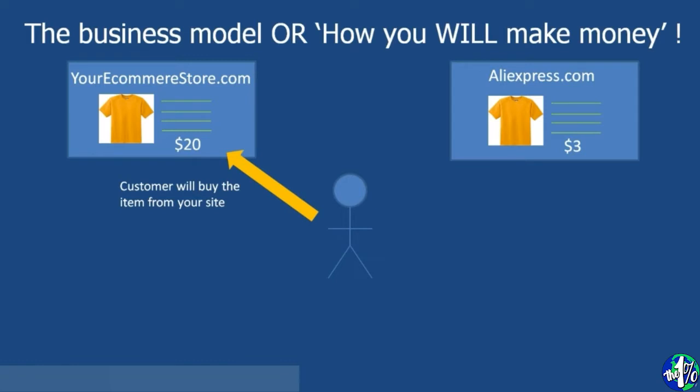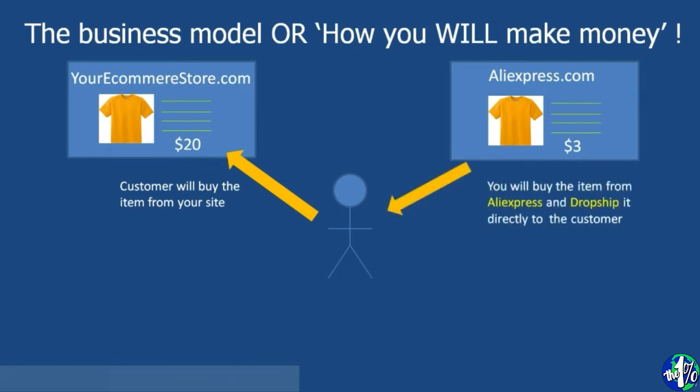Okay, so the customer has come to our site now, your ecommercestore.com. He's come to your site. He's bought this t-shirt for $20. Okay, now you now have $20 in your hands. Note that we do not actually have any physical product to offer him. But we got the $20. So clearly what we need to do now is actually send him the t-shirt. And the way this works is that we will go over to AliExpress. You will buy the item from AliExpress, the t-shirt, and drop ship it directly to the customer.